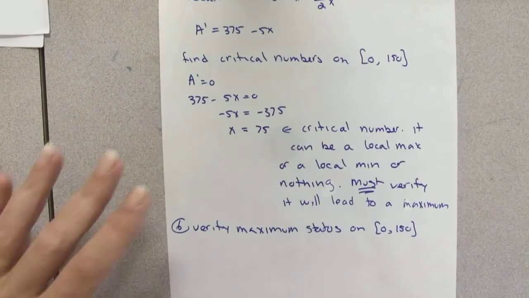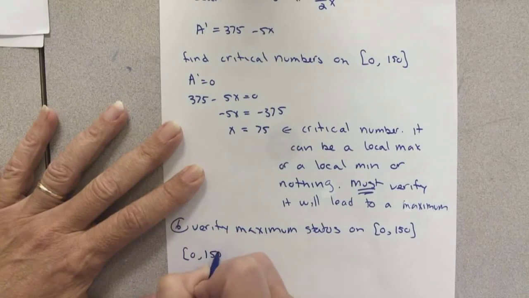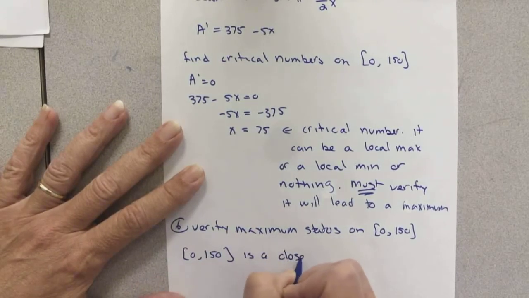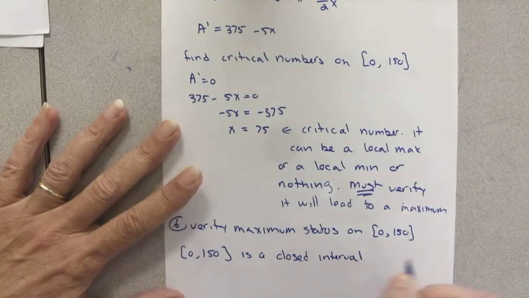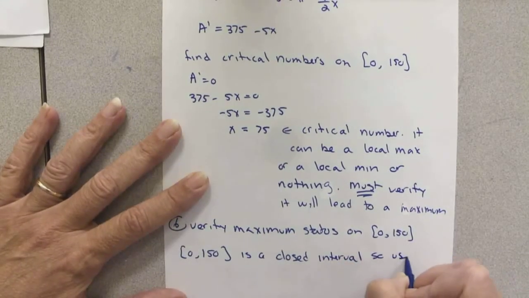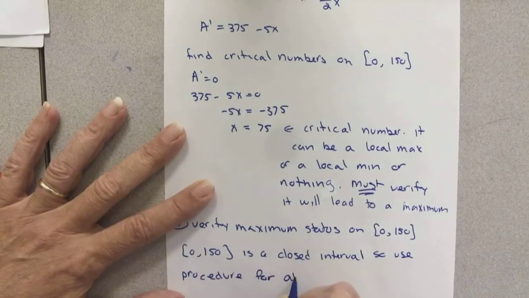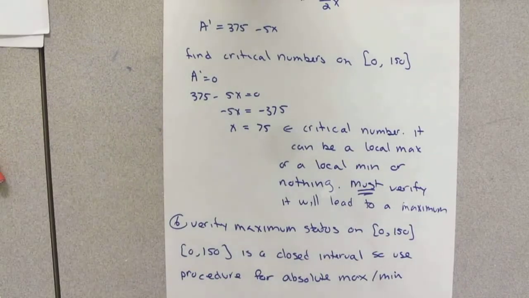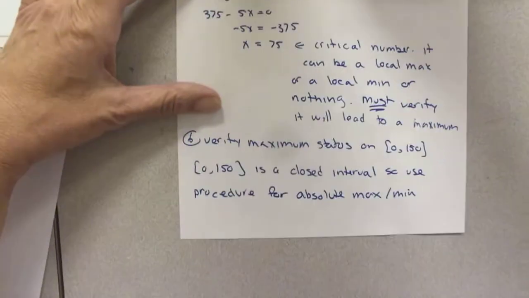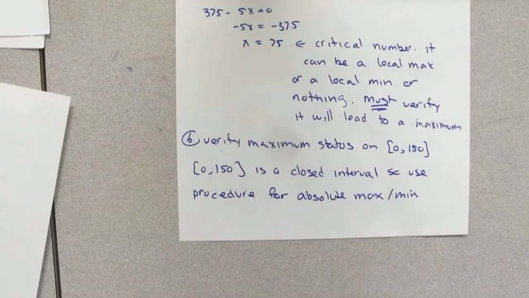Now, what's optimal on a closed interval? What's optimal is that we will use the procedure for absolute max-min. So now we think back several sections to what was the procedure for absolute max-min. Okay, so the procedure for absolute max-min on a closed interval was find the derivative, find the critical number. We did those two things.